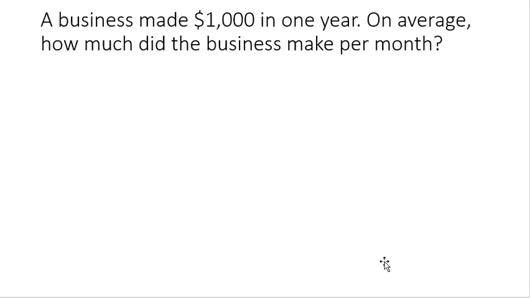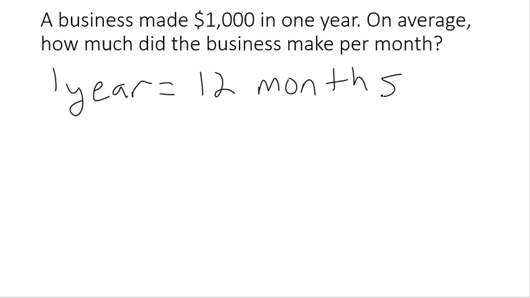A business made $1,000 in 1 year. On average, how much did the business make per month? So we need to stop for a second and think, how many months are in a year? So 1 year equals 12 months. So if we're splitting that up equally, we're saying how many times does 12 go into 1,000? So we take 1,000 and we divide it by 12.